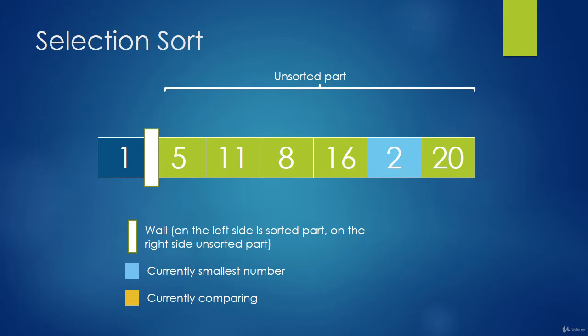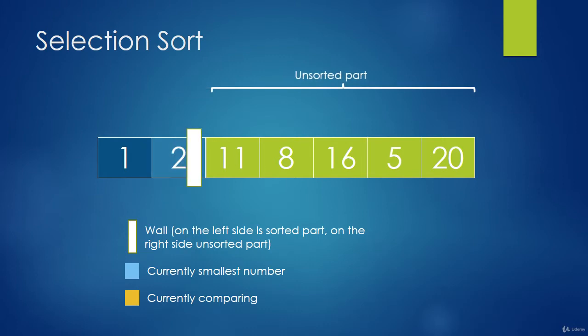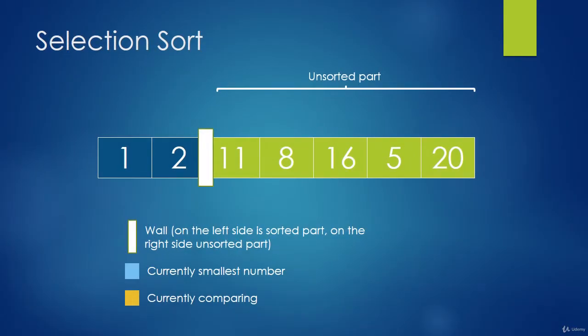So we swap the smallest number, in this case 2, with the first number of our unsorted part. Now we have the smallest number at the beginning, so we move our wall by one number. I think you should get it now, so I'm going to do the rest a bit faster. Basically what we do is we find the smallest number in unsorted part and add it to the end of sorted part. So we compare 11 and 8.